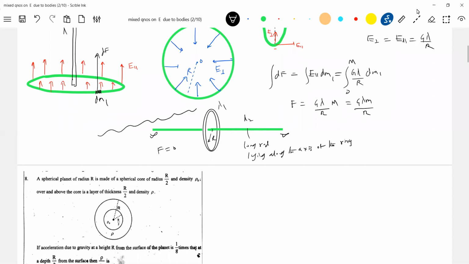The objective questions can be tested. You should be very careful. No force of interaction, or you can assume that the ring is present in the field of the rod. Then due to this half, E parallel will be like this. And due to this half of the rod, E parallel will be like this. Net force on the ring will be zero.